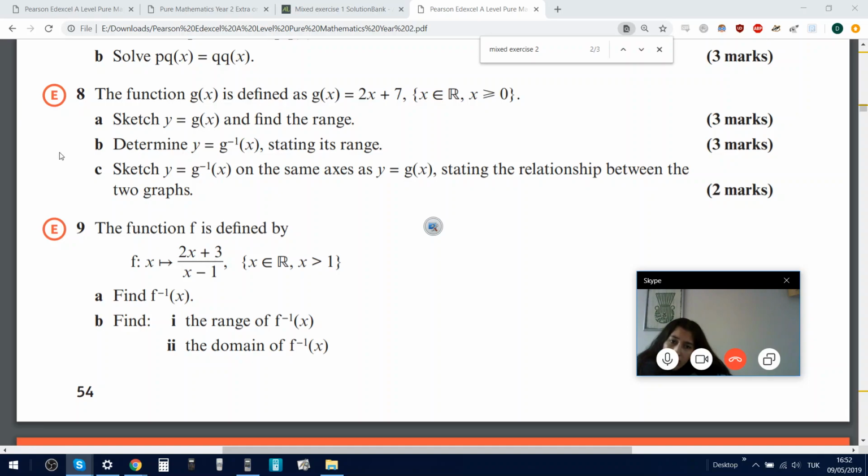X is greater than or equal to 7. Oh wait, your domain is x. So if the range is a domain, so y is greater or equal to 0. Yep. How do you find an inverse function?